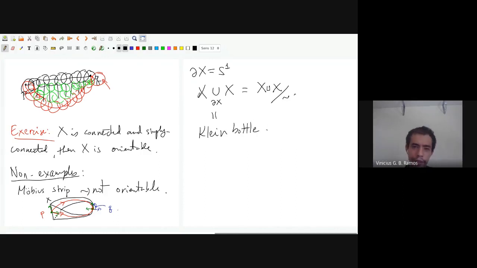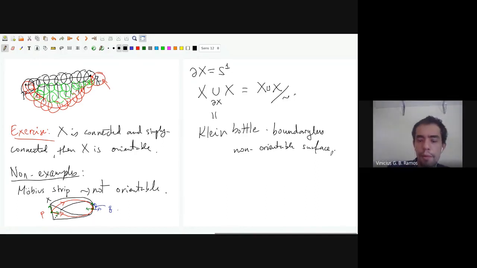And since x is already non-orientable, then this is also non-orientable. And the Klein bottle is nice because now it doesn't have boundary. Because the boundary of x and the boundary of x, you glue them together, so you no longer have boundary. The Klein bottle is an example of a boundaryless non-orientable surface. But I'll talk about these examples a lot more in depth when we classify all the surfaces.